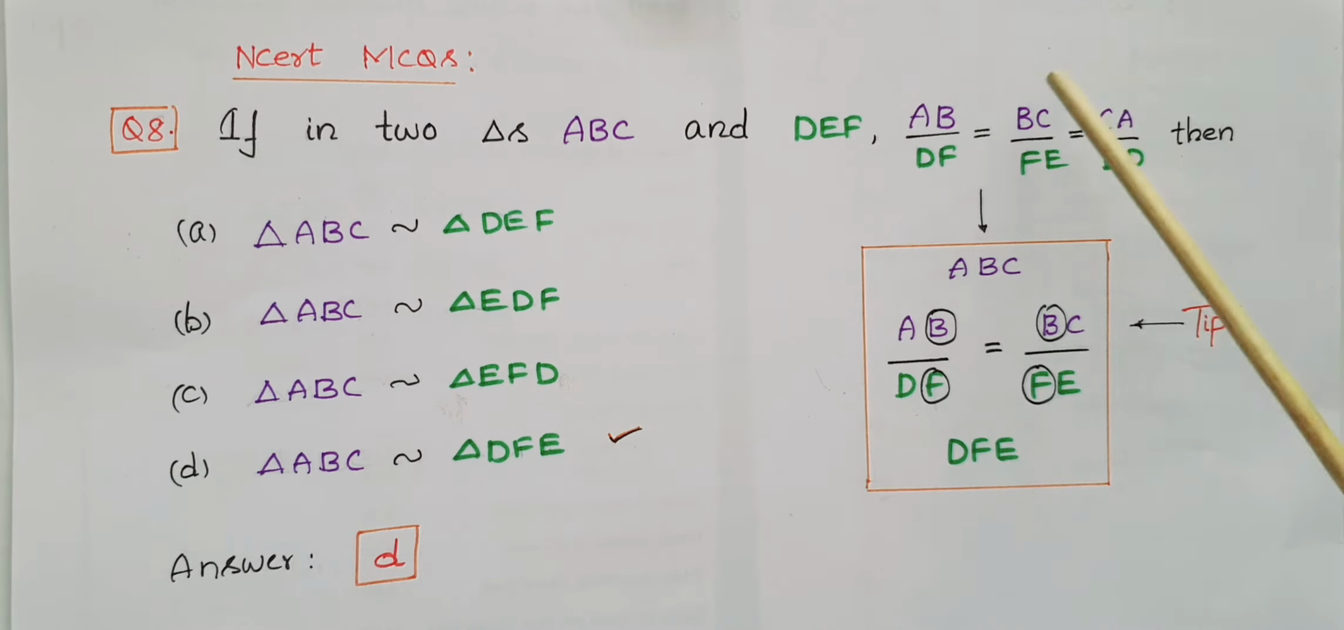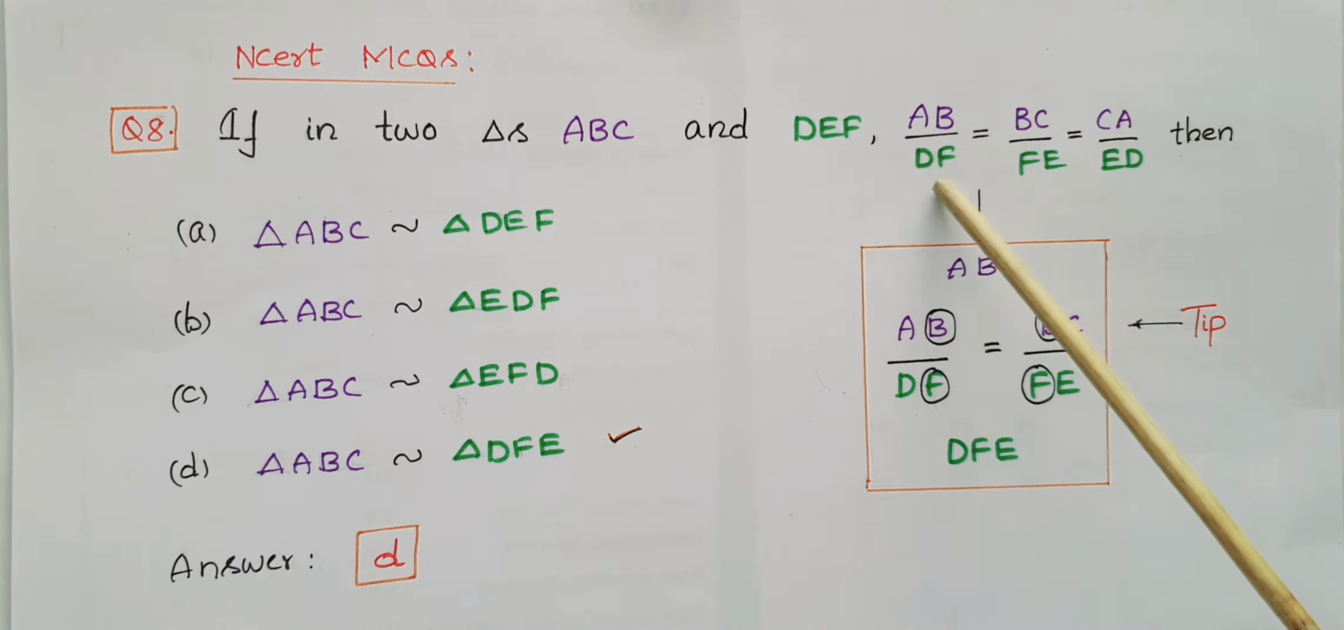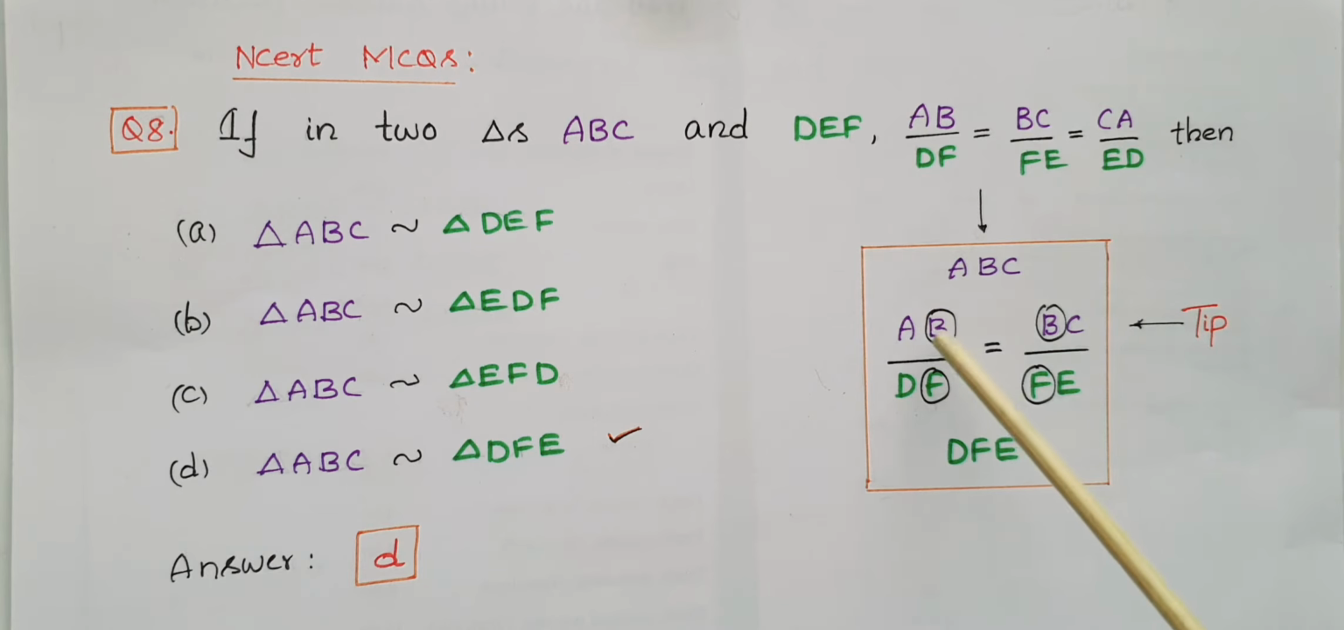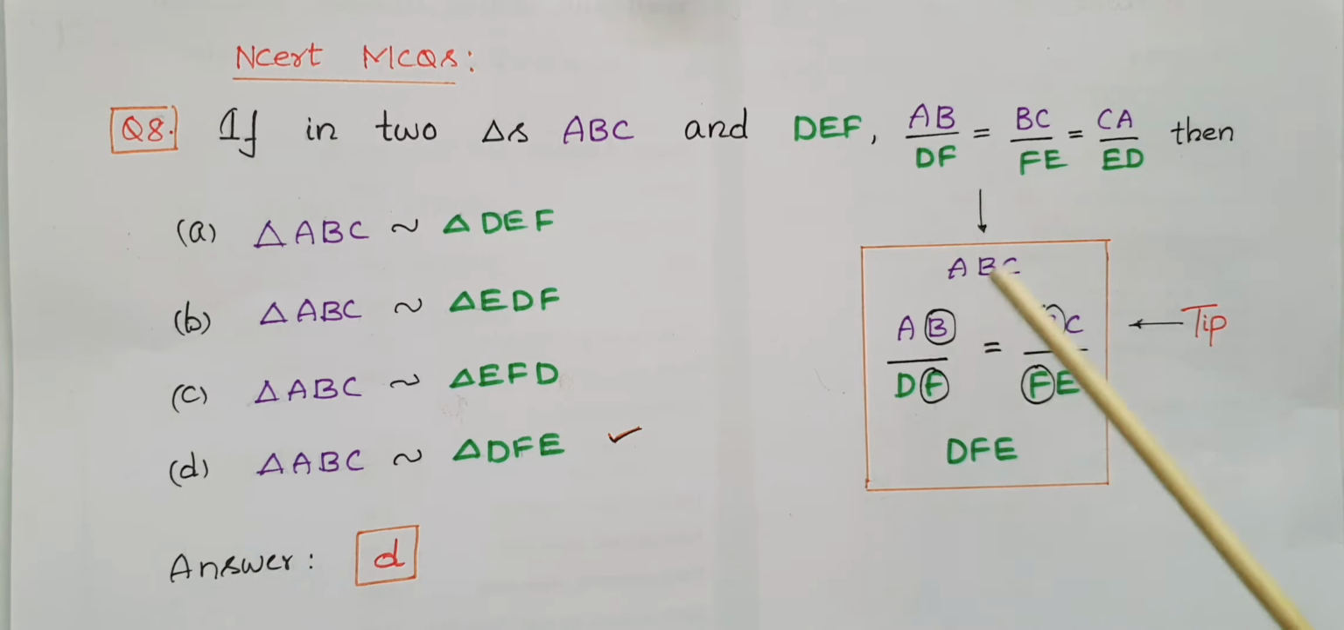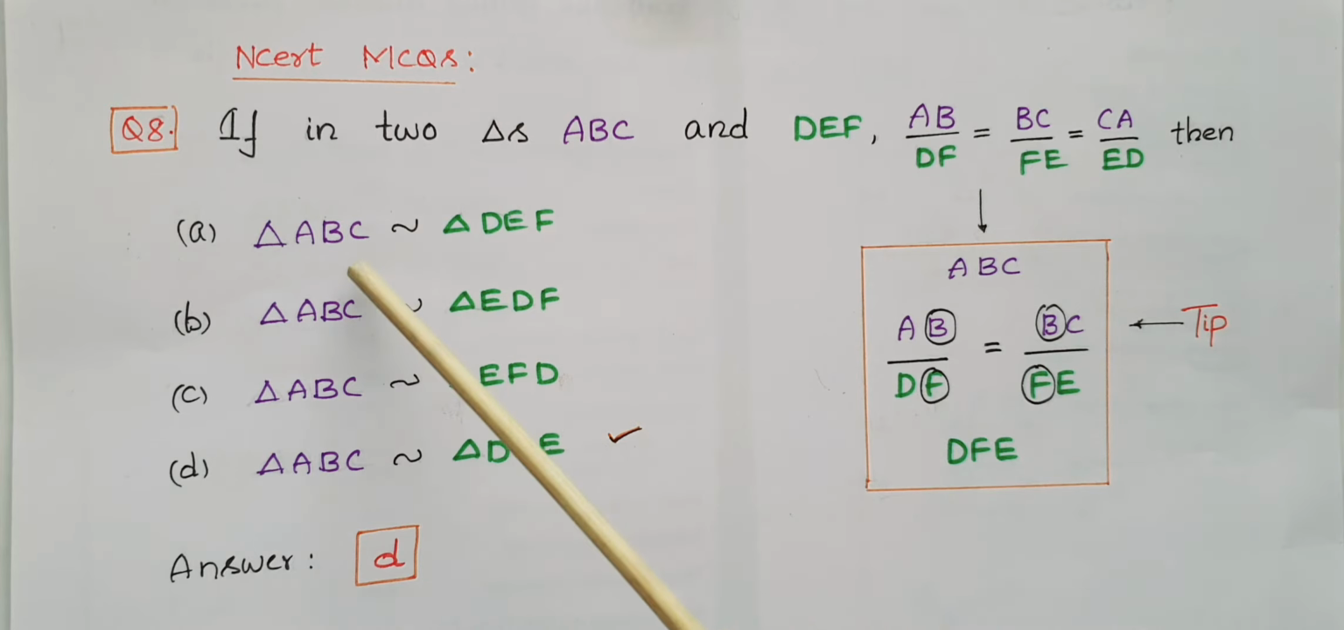So for this, first you can take these two ratios, AB by DF is equal to BC by FE, and check here AB, the second letter is B and here the first letter is B, so circle these two, and here also DF and FE, so the second letter is F and the first letter is F. So we can write the name of this triangle as ABC, and here DFE because these are in the order. So triangle ABC is similar to triangle DFE. So check here, triangle ABC is similar to triangle DFE. This is the option, so answer here is D.